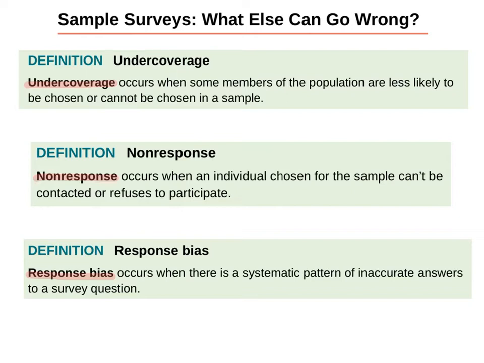The second thing that can go wrong is non-response. And that again is what it sounds like. That occurs when an individual chosen for the sample can't be contacted or refuses to participate. Non-response can lead to bias, especially when the people who have answered the survey answer in one way, but the people who either have not been contacted or refuse to participate in the survey would answer in a very different way. That's obviously going to lead to bias in your sampling.